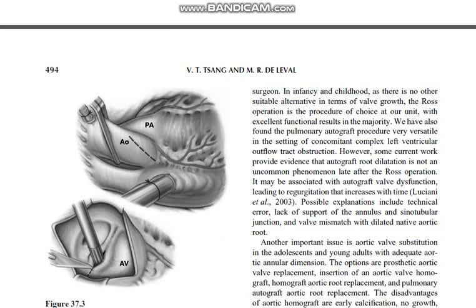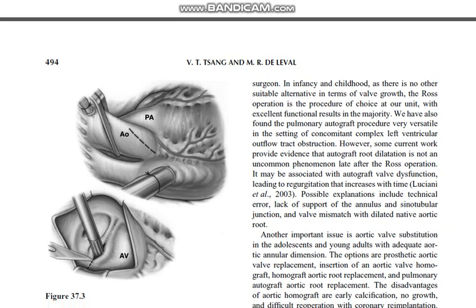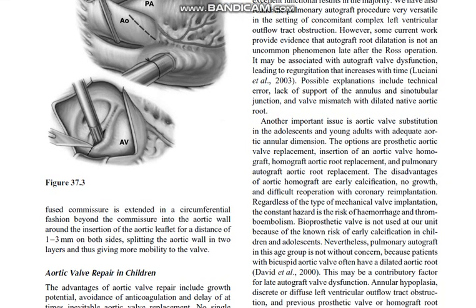However, some current work provides evidence that autograft root dilatation is not an uncommon phenomenon late after the Ross operation. It may be associated with autograft valve dysfunction, leading to regurgitation that increases with time. Possible explanations include technical error, lack of support of the annulus and sinotubular junction, and valve mismatch with dilated native aortic root. Another important issue is aortic valve substitution in the adolescents and young adults with adequate aortic annular dimension.